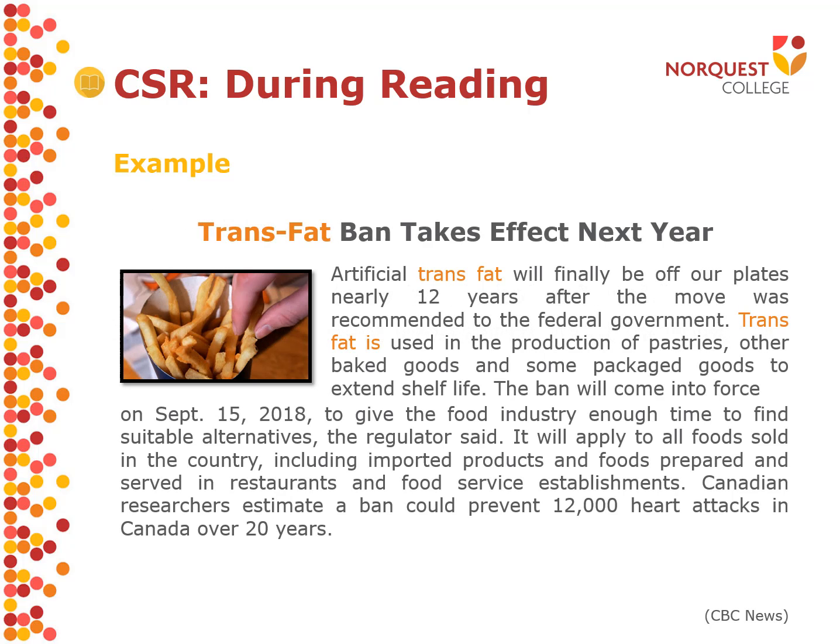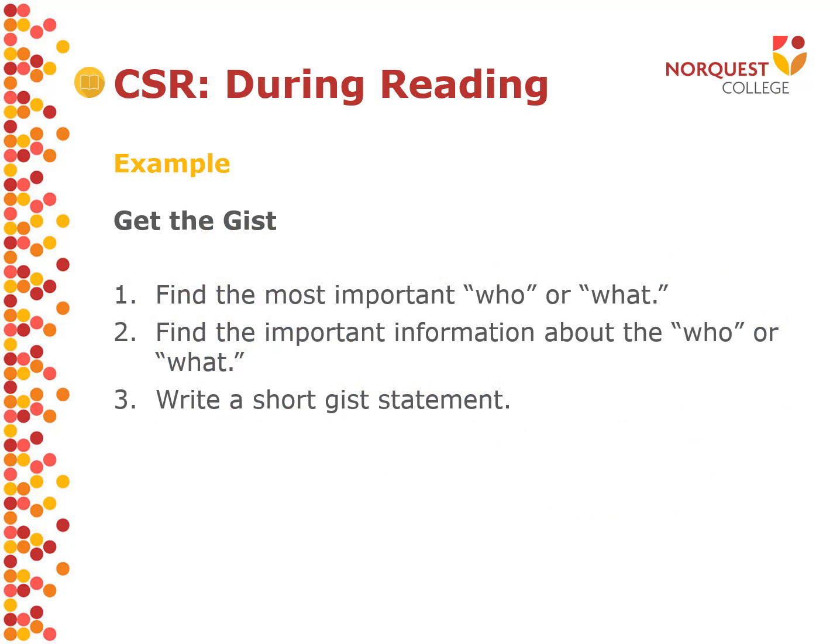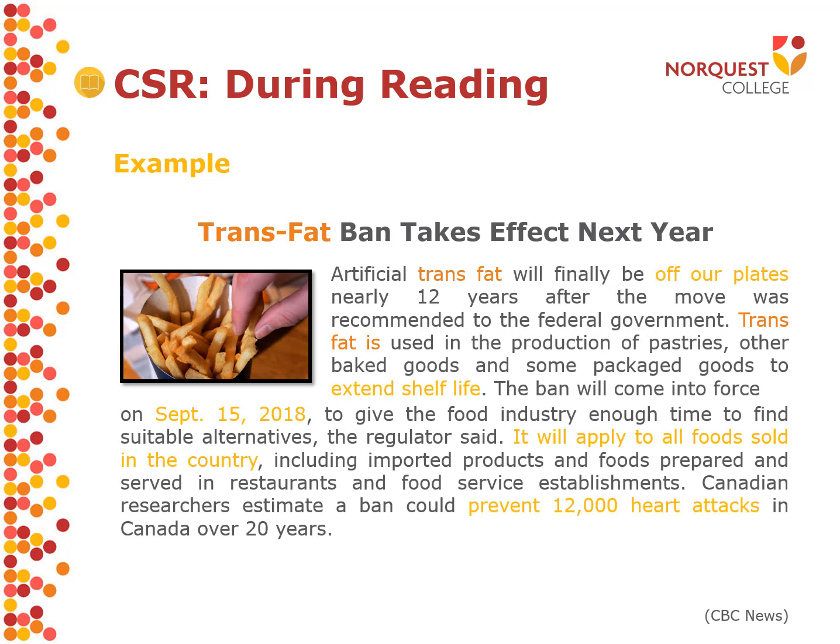So in this text, students would have noticed that trans fats are being banned, that they'll be off our plates, that there are goods that extend shelf life, and this ban is going to come into force on September 15th. It's going to apply to food sold across the country, and that it could prevent heart attacks. This is some of the most important information in the article about the topic, trans fats. From there, they need to write a short gist statement. The gist of this text is that trans fat will be banned in Canada starting in 2018. This seems to be the main point or the gist of this article.